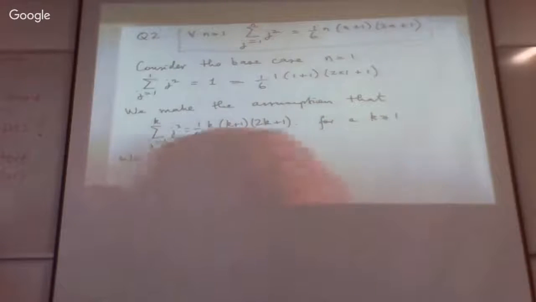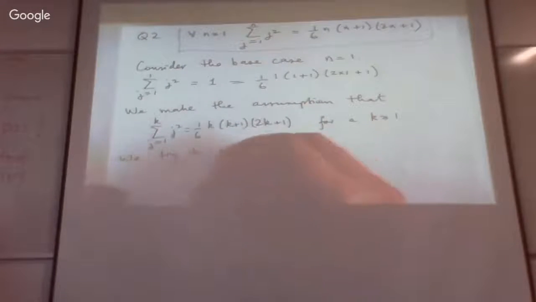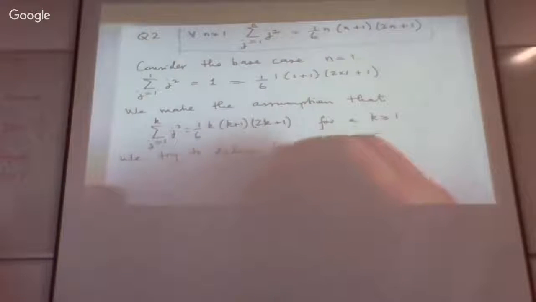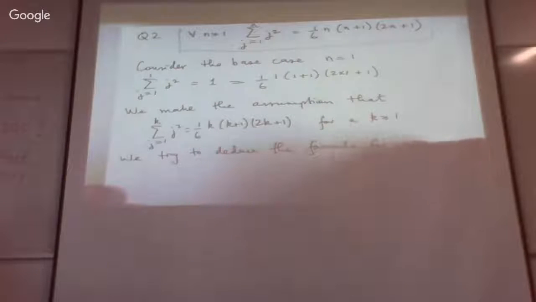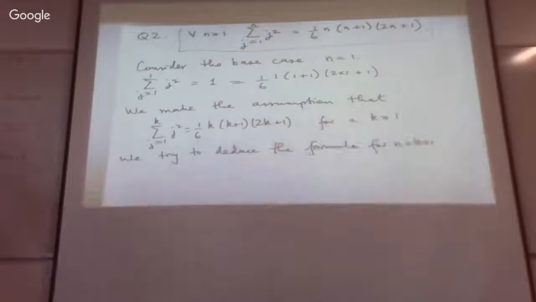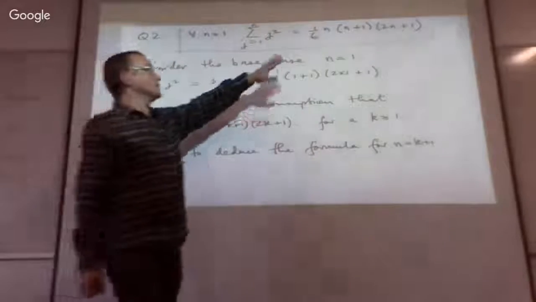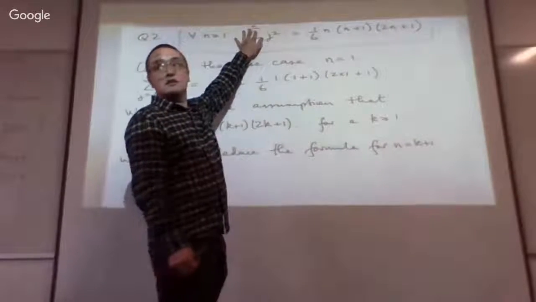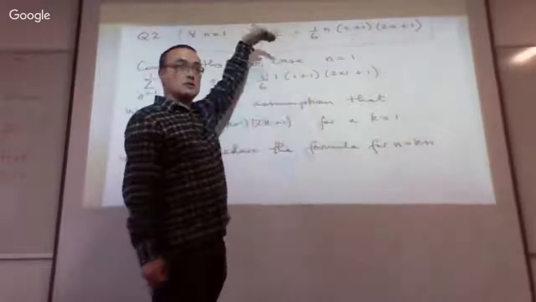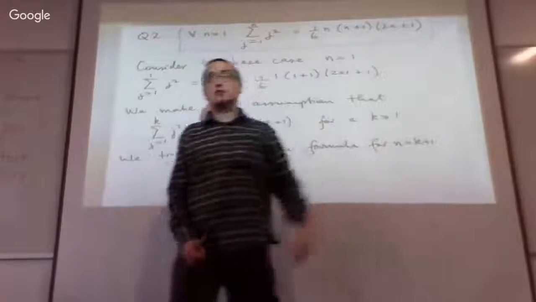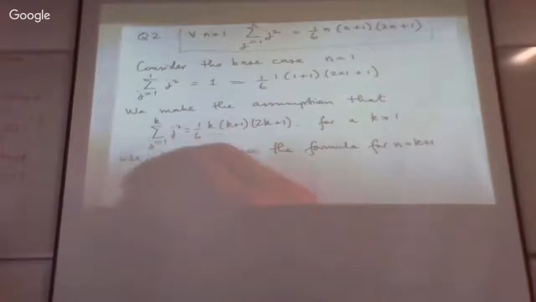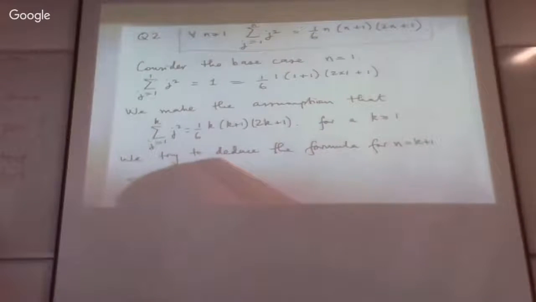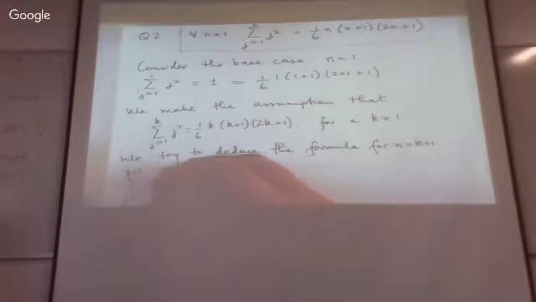Okay, so now we try to deduce the formula for n equals k plus 1. We'll just go ahead and try and prove it directly. We'll begin on the left-hand side, move through a bit of manipulation, and end up on the right-hand side, moving through equations all the time. So we put down what we want on the left-hand side: the sum from j equals 1 to k plus 1 of j squared.